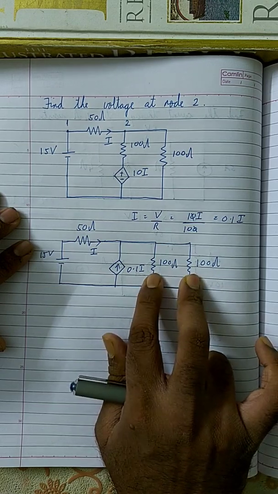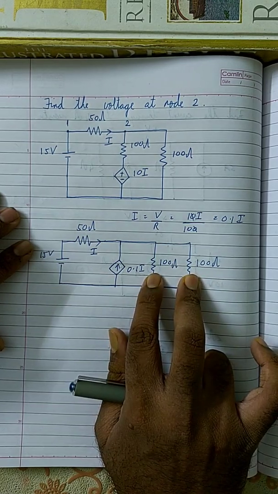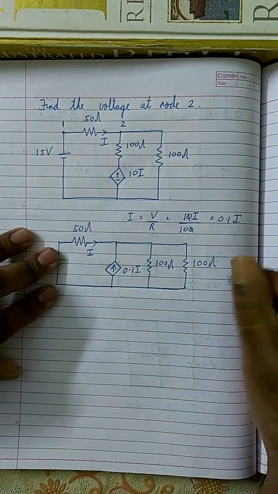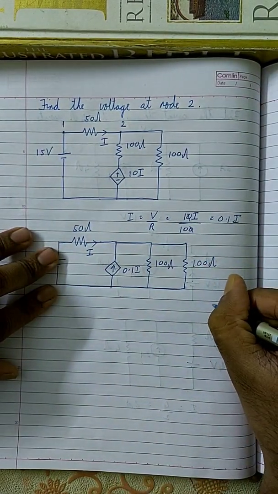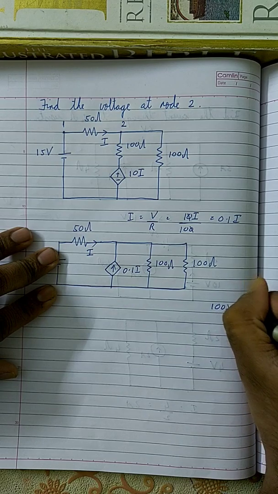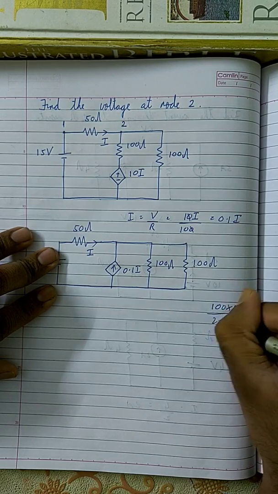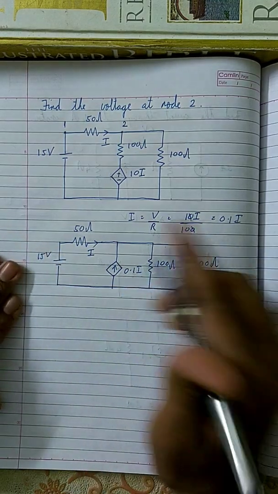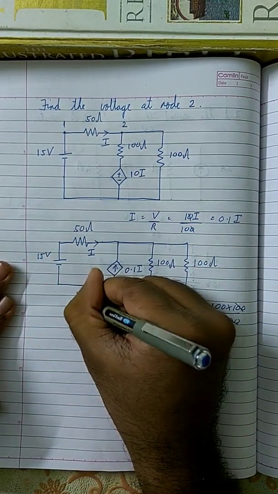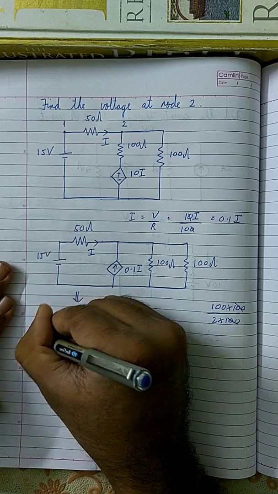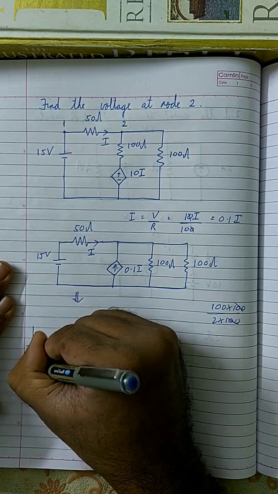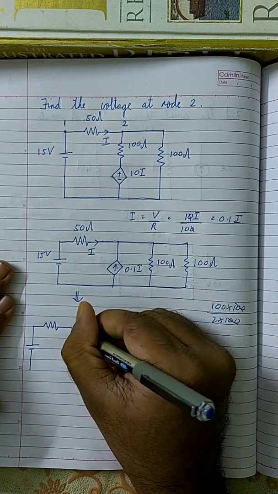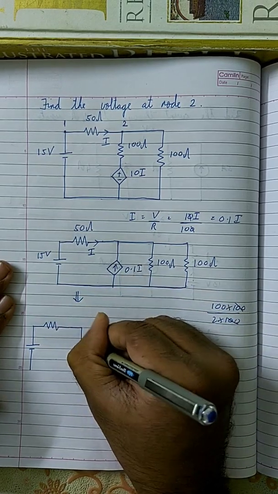Combining two equal parallel resistor values, it becomes half of that resistor value. Or you can simply look at this: it is 100 into 100 by 100 plus 100, so you will get 50 ohm. So which means this can be simplified into a voltage source with a series resistor with a current source.